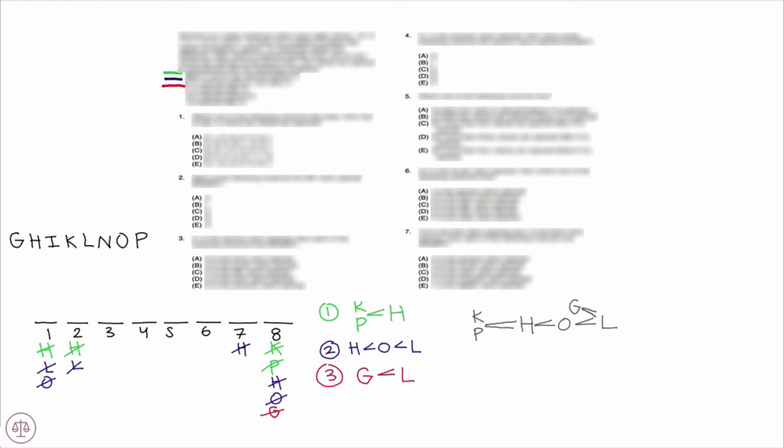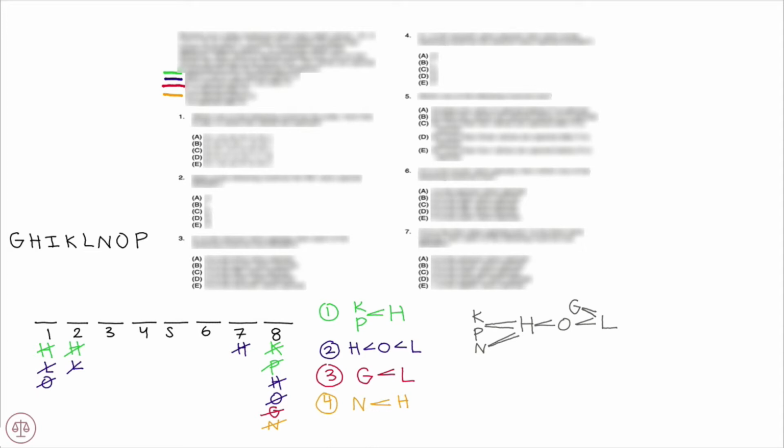Rule number 4. N is opened before H. Okay, so we have N before H. So we know that H can't be first. We already have that though. And then from this, we also know that N can't be last. And now we can tack this onto our large chain. So N is before H.